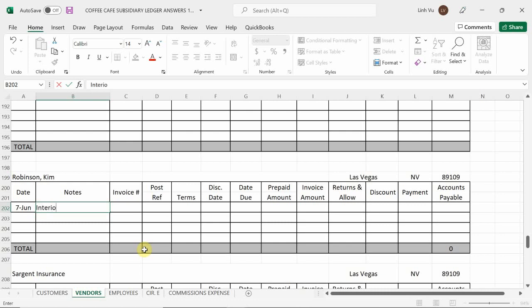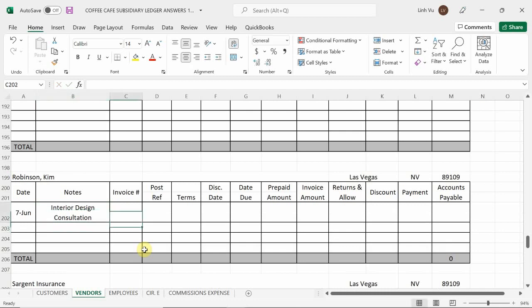Interior design consultation. Okay? Invoice number 1542. Post reference General Journal number 2. Okay? Now, this is where we can actually use terms because now it is applicable, right? She said this bill is due in 3 days. So in this case, if it's due in 3 days, we know that as net 3.